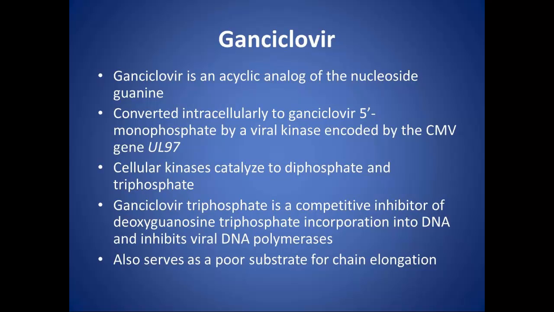So I just put Ganciclovir in here because there are a couple of slides on resistance, so I thought we'd talk briefly about Ganciclovir and how it works. Ganciclovir is an acyclic nucleoside analog of the nucleoside guanine, and it has to be converted intracellularly to a monophosphate form by a viral kinase, and that kinase is encoded by the CMV UL97 gene. So that's one of the places where you can get resistance. If you get a mutation of that gene, it will affect that viral kinase.